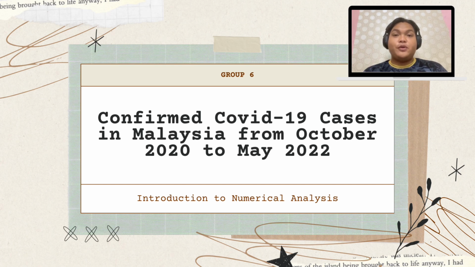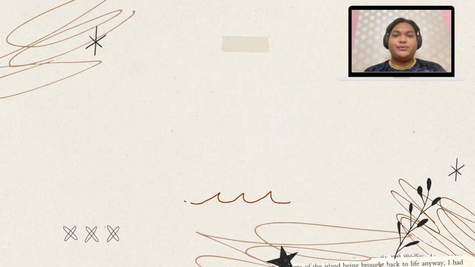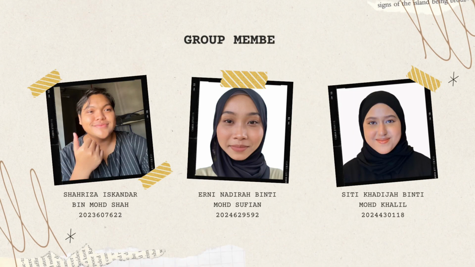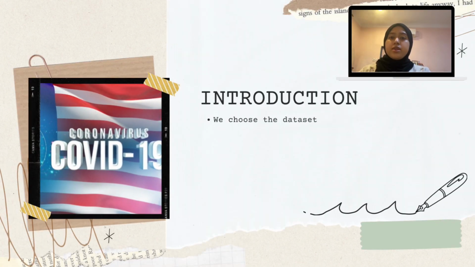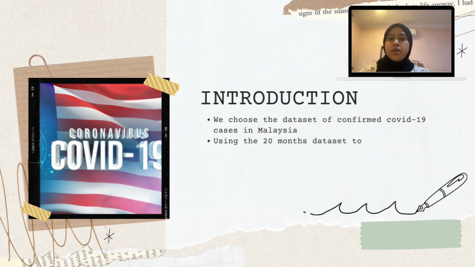So today our group will be presenting about COVID-19 cases in Malaysia from October 2020 until May 2022. We choose the dataset of confirmed COVID-19 cases in Malaysia as the focus of this project. Using data spanning 20 months, we evaluated and compared the performance of several mathematical models, including linear, polynomial, and exponential functions to analyze the trend of infections over time.